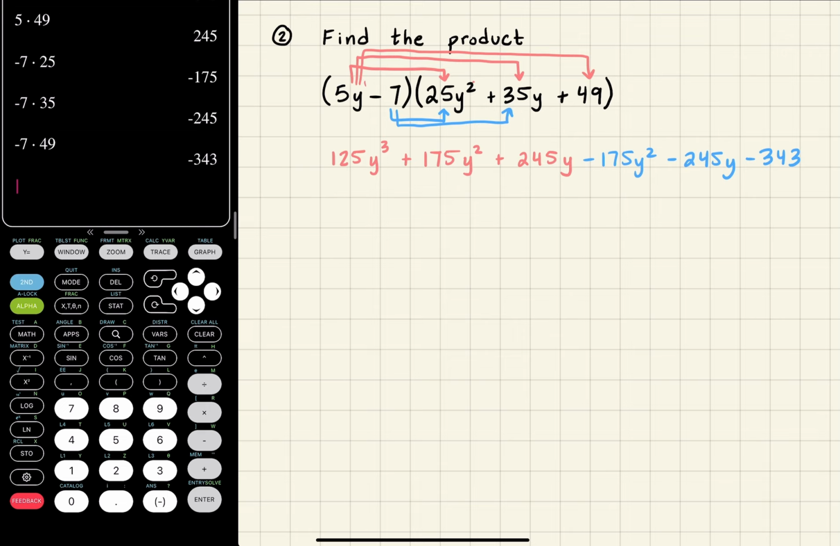Now it's kind of like the last problem. We're ready to just combine like terms. I don't see any other y cubed terms, so we'll just bring that down. We've got a y squared here and a y squared here. Well, 175 minus 175, those will just cancel out. I see a positive 245 here and a negative 245 here. Those will cancel out. So that just leaves us with this over here, this minus 343. And we've finished that problem.